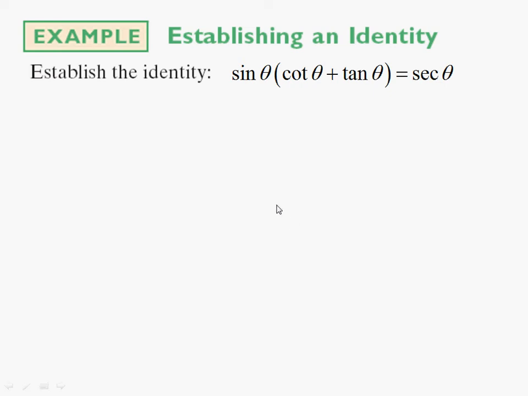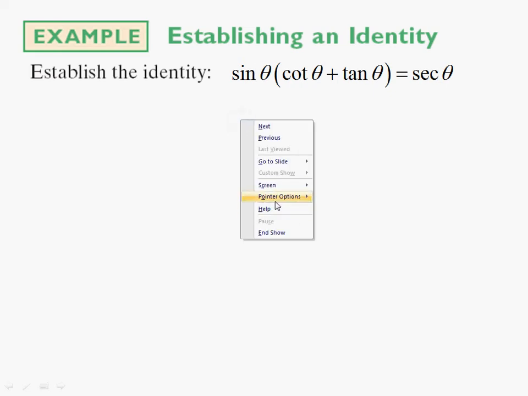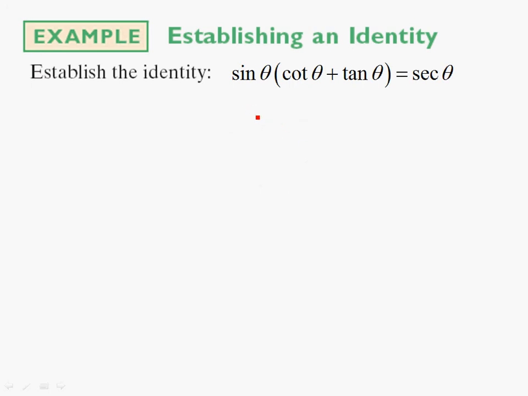Alright, so let's try it again. When you're given an identity like this one, what you often want to do is start on the side that's a little bit more complicated, which would be the left side here. We're going to leave the right side alone, so I'm not going to do much with this one. I'm hoping to end up with that.